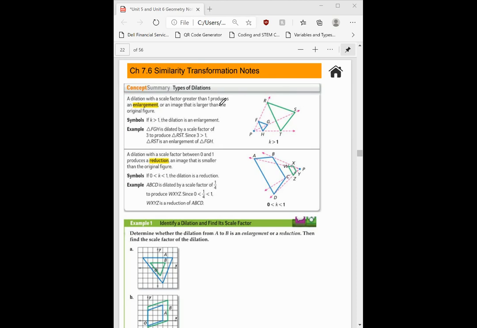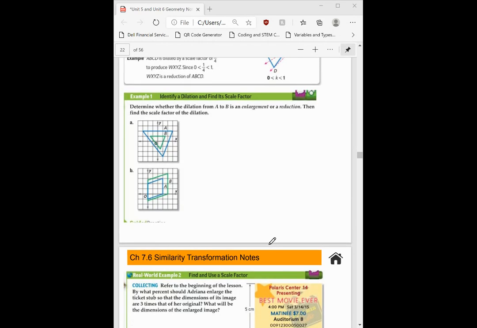Well, the opposite is true. A dilation with a scale factor between 0 and 1 produces a reduction, an image that is smaller than the original figure. So let's go ahead and use this to look at example 1.